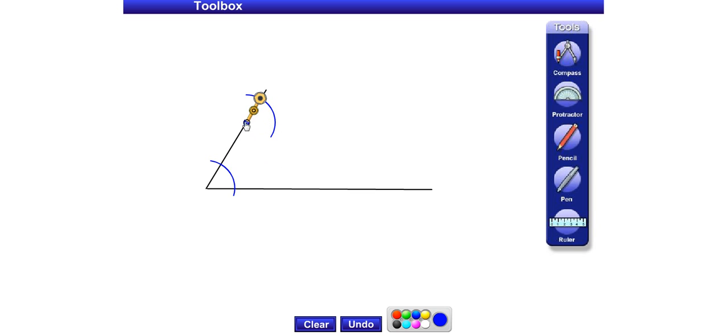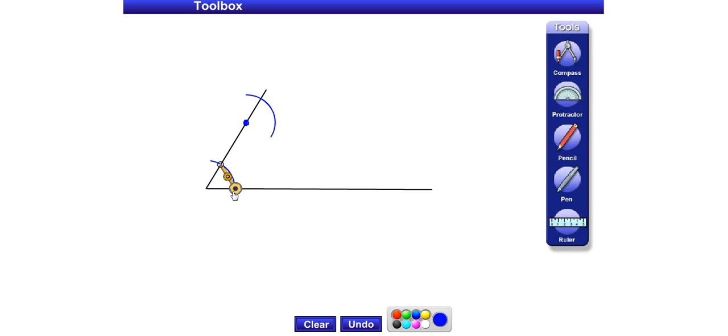Now, we're going to take our compass again, put the point of the compass at the intersection point of the arc and the top part of the angle. Then we're going to measure the distance from one side of the angle to the other. So the pencil should be where the arc intersects the other side of the angle. Now we don't need to draw an arc here.